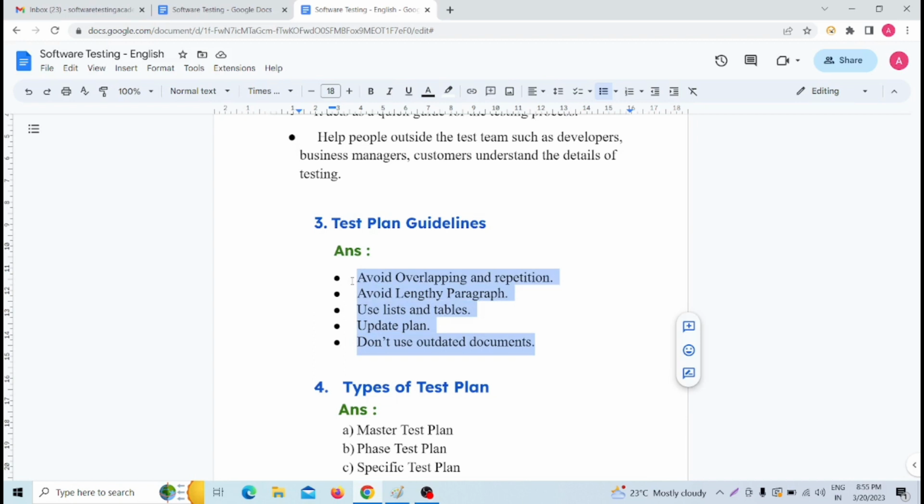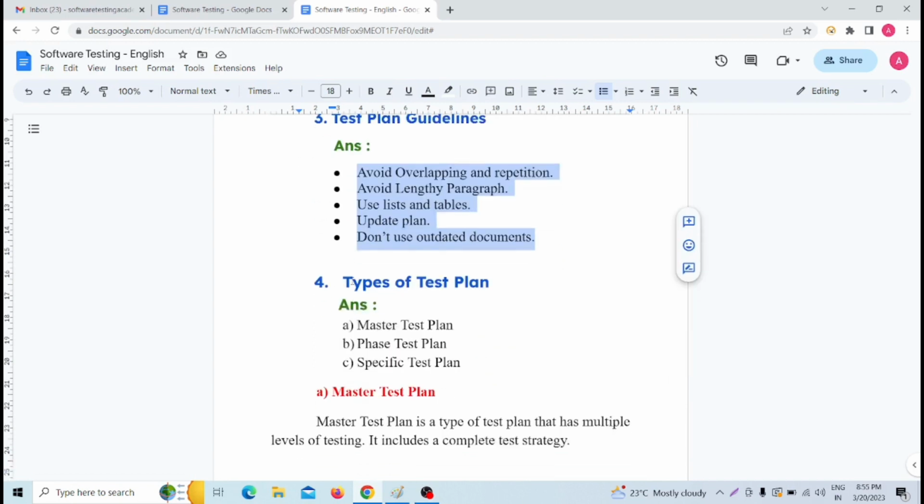Okay, now coming to the next one: how many types are there for the test plan? Basically there are three types of test plan. One is the master test plan, second is the phase test plan, and third is the specific test plan. So these are the three types of test plan: master test plan, phase test plan, and specific test plan.